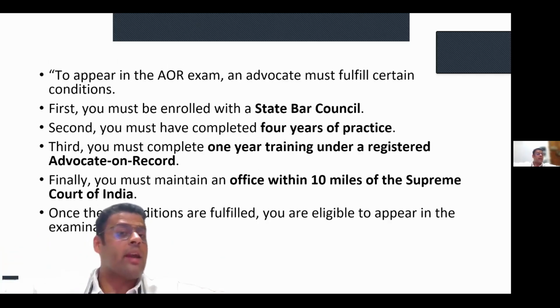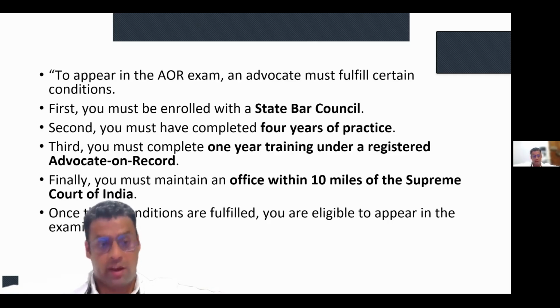To appear in the Advocate on Record exam, an advocate must fulfill certain conditions. First, you must be enrolled with the State Bar Council. Second, you must complete 4 years of practice. Third, you must complete 1 year of training under a registered Advocate on Record, who should have at least 10 years of standing in the Supreme Court. Then that advocate can give you the certificate. Finally, you must maintain an office within 10 miles of the Supreme Court of India. Once these conditions are fulfilled, you are eligible to appear in the examination.